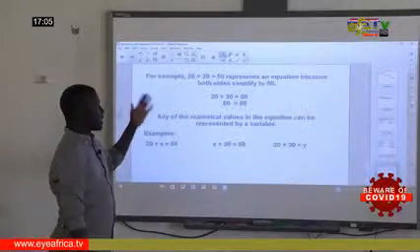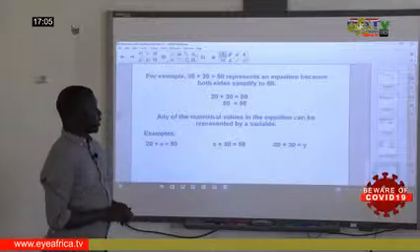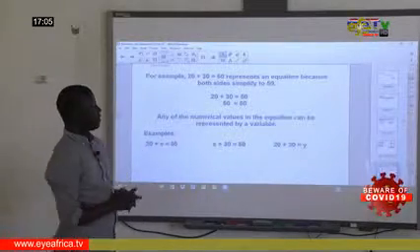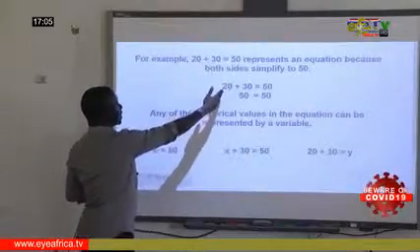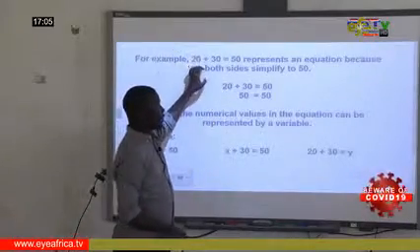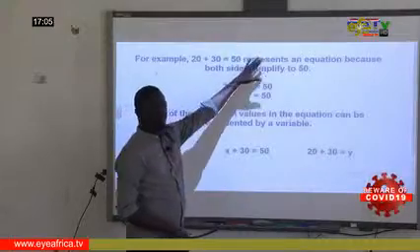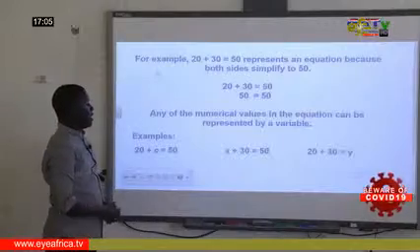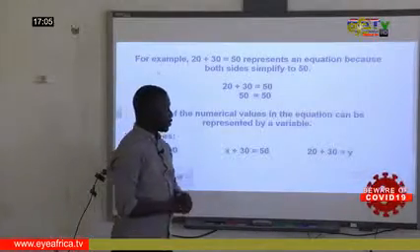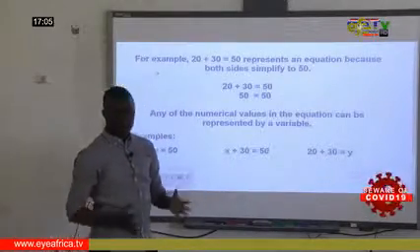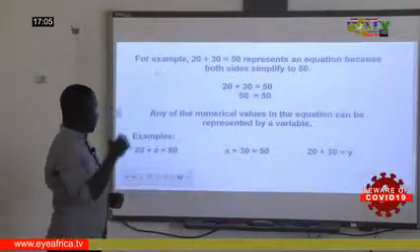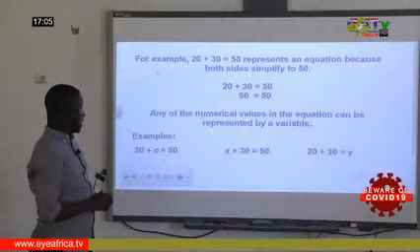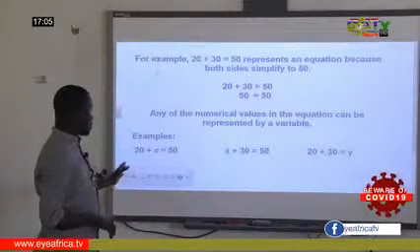For example, 20 plus 30 equals 50 represents an equation because both sides simplify to 50. 20 plus 30 is equal to 50, and so therefore we have a balanced equation here. Any of the numerical values in the equation can be represented by a variable. As we said in our previous lessons, variables can be numbers, and they can be letters and can be symbols as well.